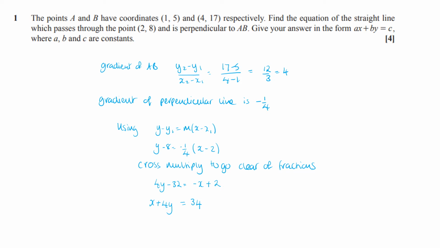So here are the answers. I've taken the gradient, that was 4. The negative reciprocal of 4 is minus a quarter. Using your equation of straight line, y minus y1 is equal to m into x minus x1, with the given point 2, 8 as x and y, and then go clear of fractions by cross multiplying, taking the 4 up to the other side, and then rearrange to get it in the given form.